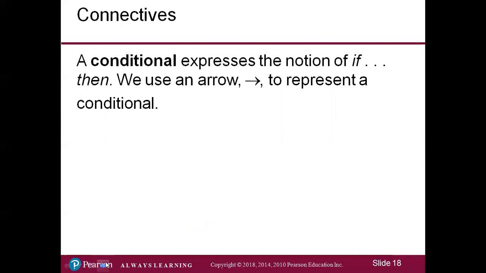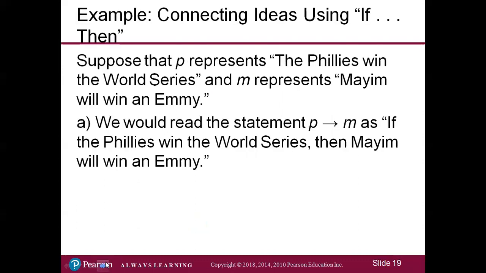The conditional expresses the notation of if, then. We use the arrow to represent a conditional. Suppose that P represents the Phillies win the World Series and M represents Mayim will win an Emmy. We would read the statement P arrow M as if the Phillies win the World Series, then Mayim will win the Emmy. We would read it symbolically as if P then M.